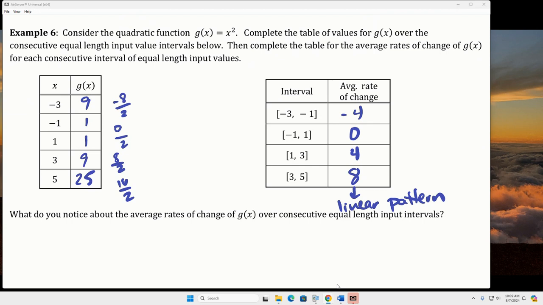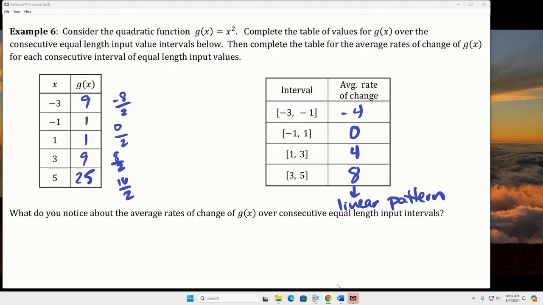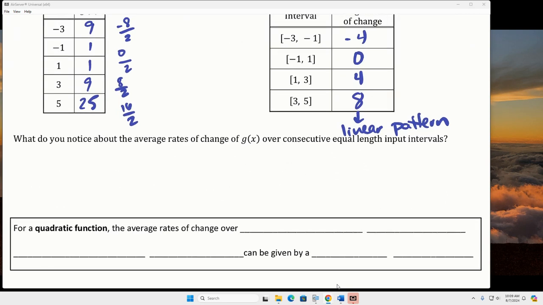This one is pretty easy because, well, it's kind of hard. The slope of the line, it would just be a line. All right, so we noticed that the average rates of change display a linear pattern.